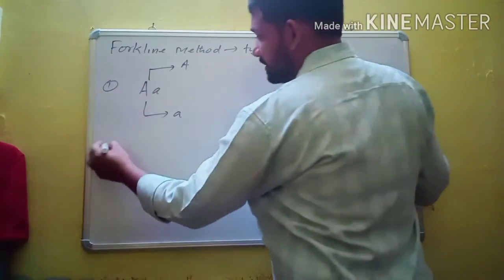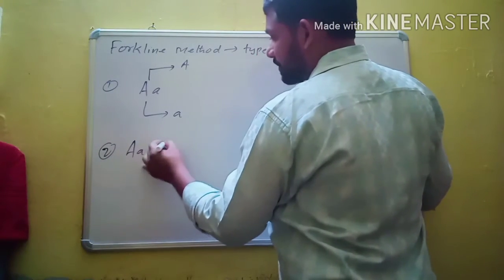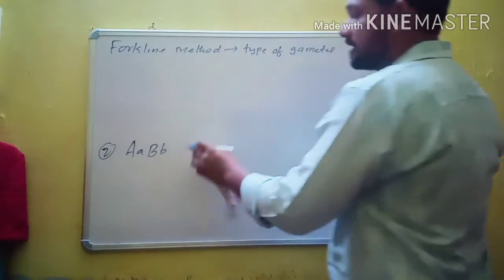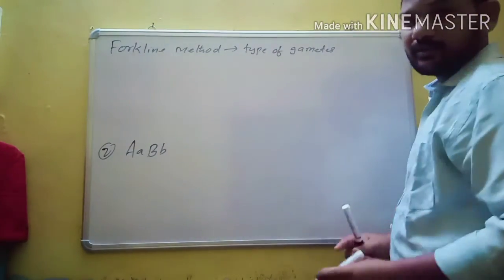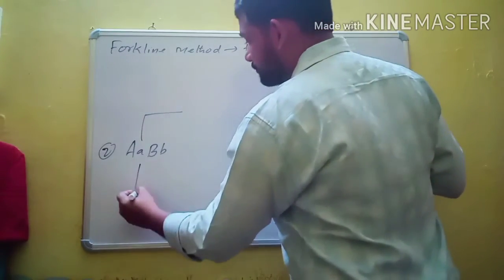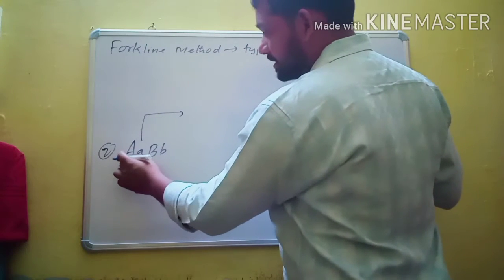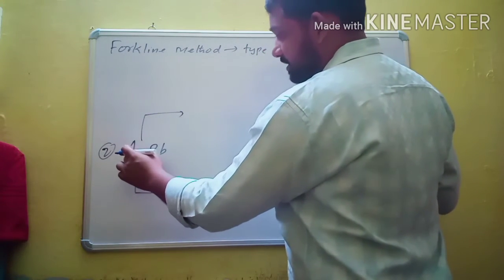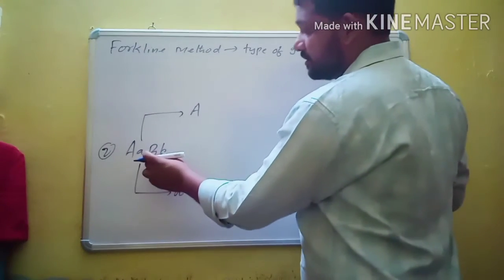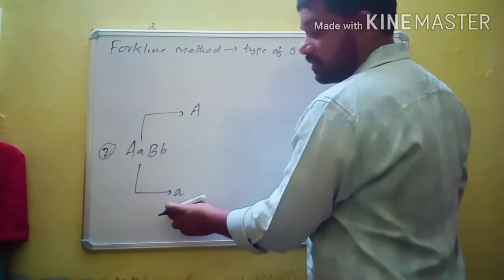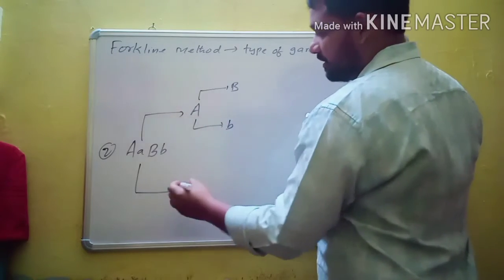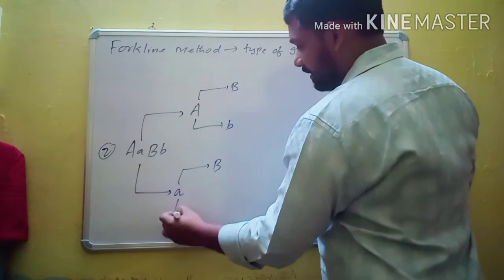Then the second example is, this is the given genotype. So how many gametes and what type of gametes will come from the given genotype? If you use the 2 to the power of n formula, then 4 gametes will come. So what type of gametes will come? For that we use the fork line method. Here the first condition is heterozygous, that means capital A and small a both get separated. And here also heterozygous condition, so these two are separated, capital B and small b under each.